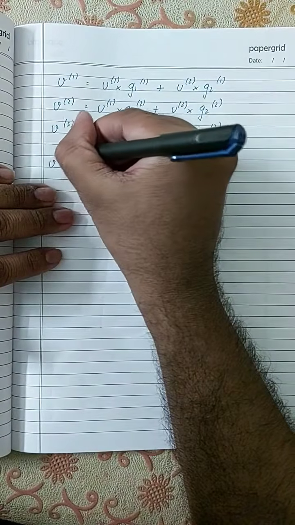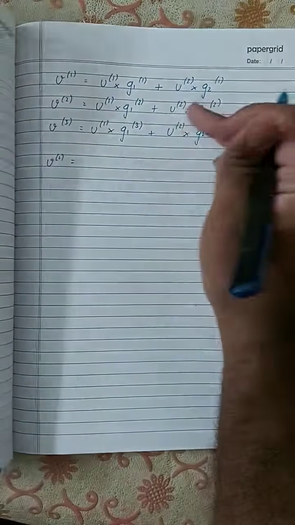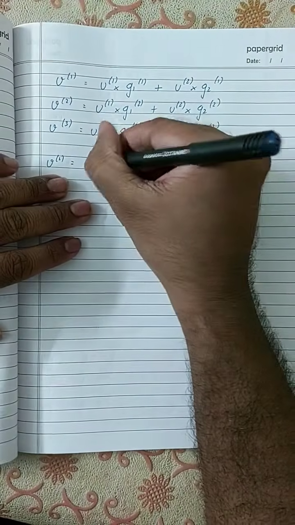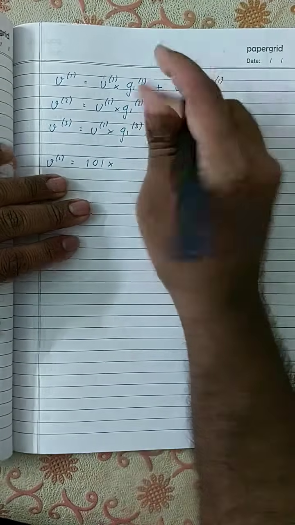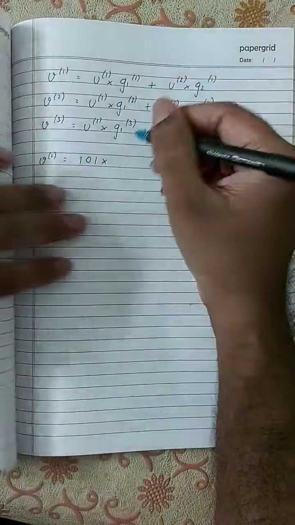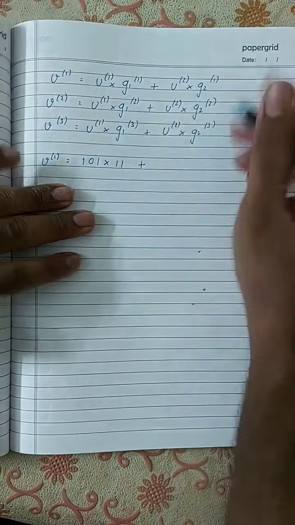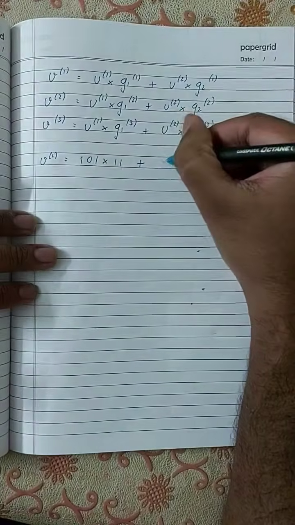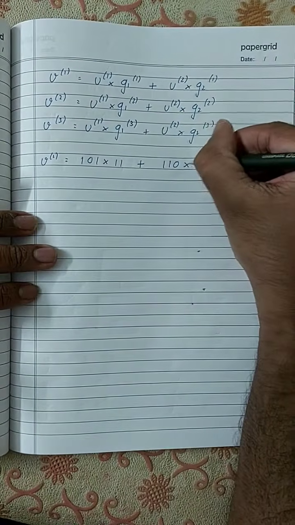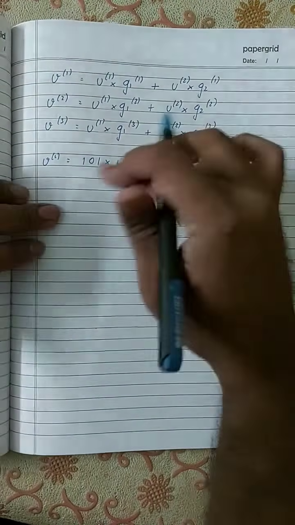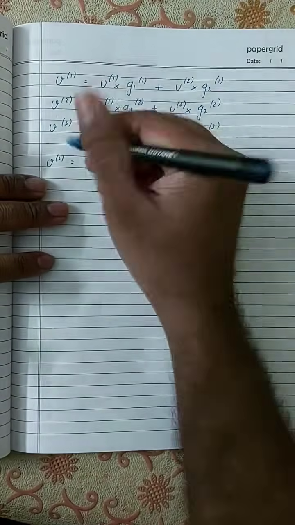So v of 1 is equal to, what is the value of u of 1? This is u of 1, 101. So here what you basically do is multiply 101 into g1 of 1. What is g1 of 1? g1 of 1 is 1111, plus u of 2 is 110 into, and what is g2 of 1? g2 of 1 is 0101. You just simply multiply them and add them together. That's it, right? This is how you do it.